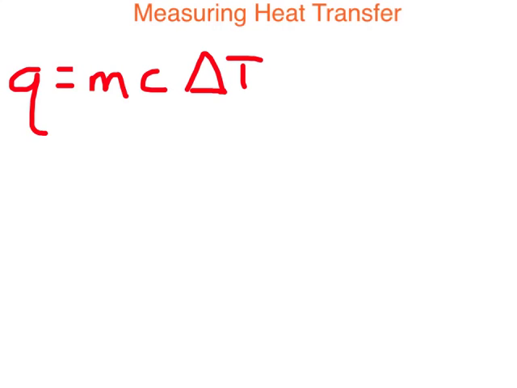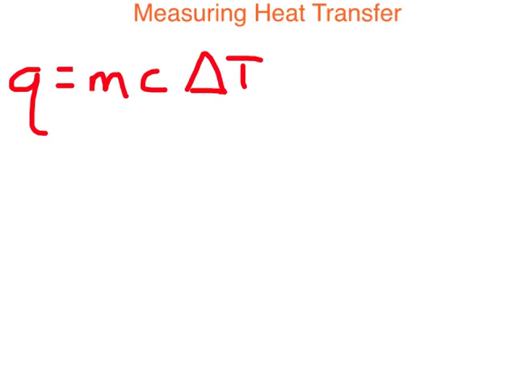Welcome to Monochemistry, and today we're going to learn some basics about how to measure heat transfer. The equation that we use when we measure heat transfer is the following: Q equals mc delta T. You may have used it before. Hopefully we're going to get a little bit better understanding of why this is in chemistry, why you might need it for chemistry.